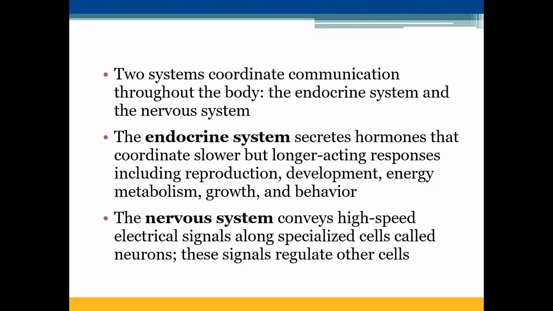Two systems coordinate communication throughout the body: the endocrine system and the nervous system. The endocrine system secretes hormones which are slower and long acting. Its responses include reproduction, development, energy, metabolism, growth and behavior. The nervous system conveys high speed electrical signals along specialized cells called neurons. These signals regulate the other cells. So basically the neuroendocrine systems are connected such that we have the hypothalamus, which regulates the pituitary gland, and the pituitary gland secretes different hormones which regulate the different areas or the glands inside the body.